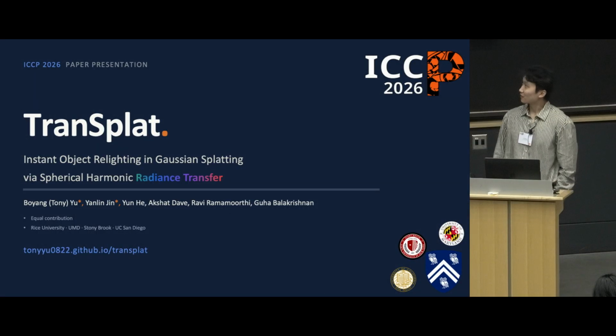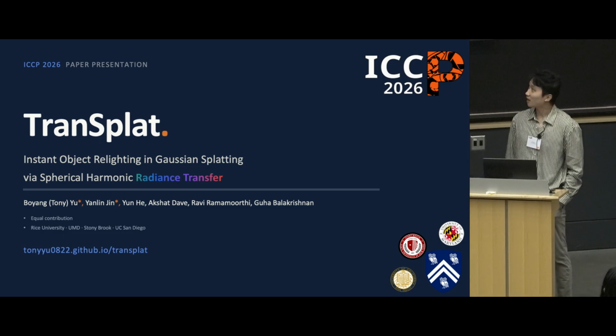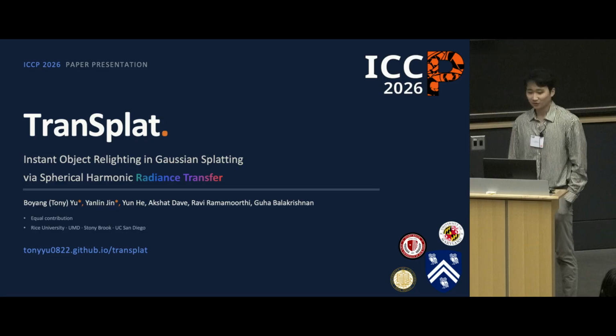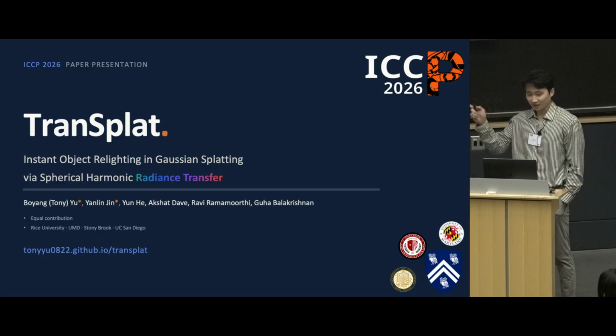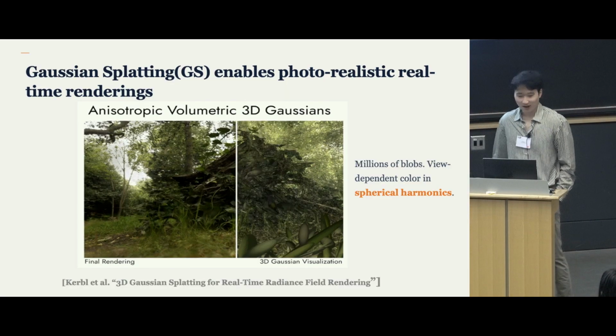My name is Tony, and I'm from Rice University. Today I'm thrilled to present our newest work, Transplat, which is instant object relighting in Gaussian splatting via spherical harmonic radiance transfer. There are three key words here: Gaussian splatting, spherical harmonic, and radiance transfer, and I'll cover them individually. Let's first start with Gaussian splatting.